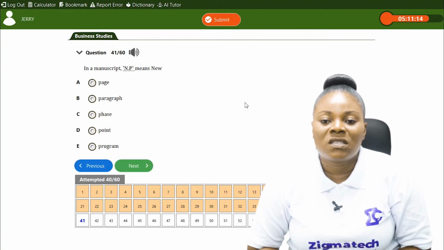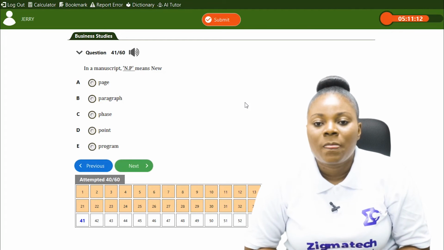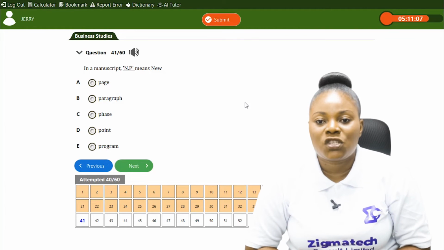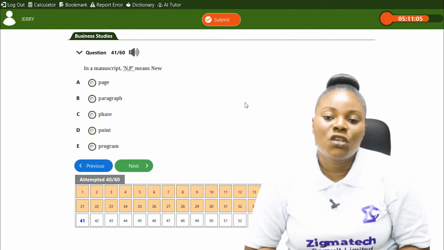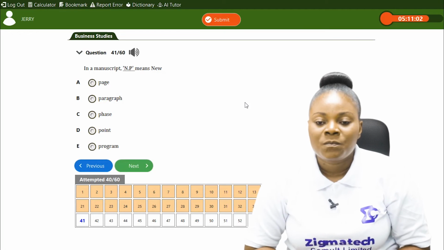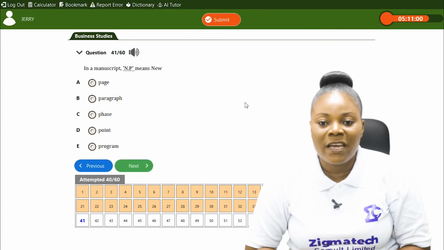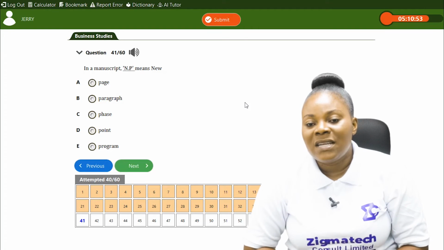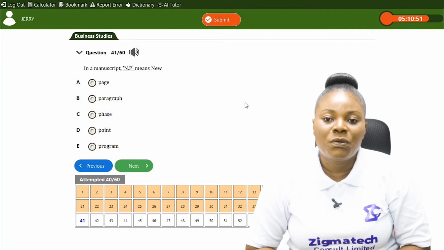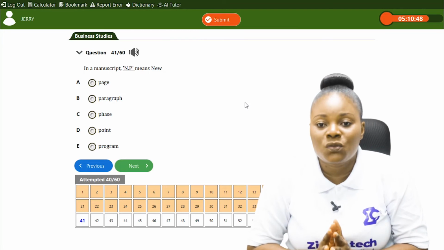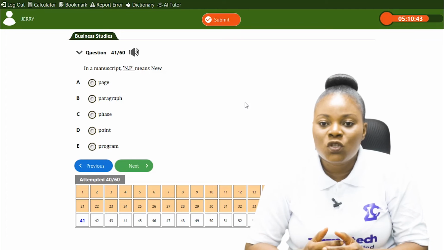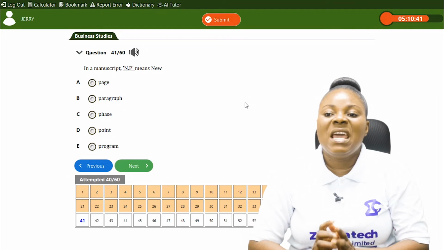The next question is also on manuscripts. It says, in a manuscript, NP means new dash. Is it new page, or new paragraph, or new phase, or new point, or new program? This is also another correction sign that you can find on your computer, on your manuscripts. We call these correction signs.